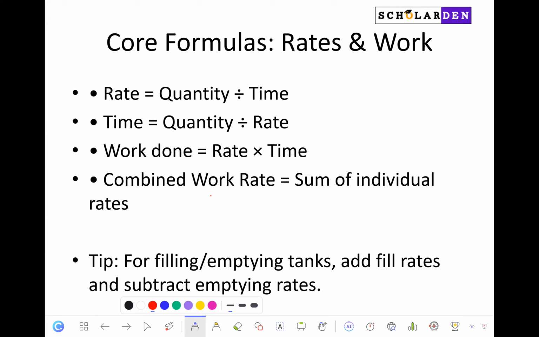Okay, so in certain cases, some rates might be contributing to the overall job, whereas other rates might be working against the completion. So for example, in a certain situation, there is a reservoir where we have multiple inlets, and then there are outlets as well. And a question might be posed to you that if these inlets are open simultaneously and the outlet is also open, how much longer is it going to take for the reservoir to be filled up completely, or at what point of time the reservoir is going to be filled up completely?